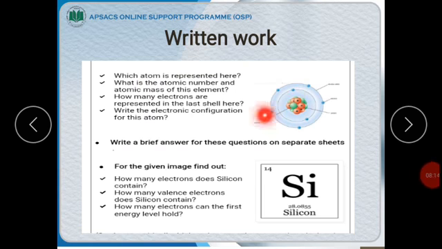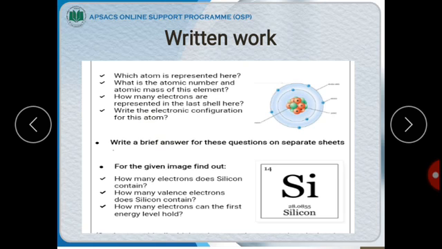As you see in this picture, which atom is represented here? How can you find out? Count the total number of electrons. 1, 2, 3, 4, 5, 6, 7. Total electrons are 7. So what is the atomic number and atomic mass of this element? How many electrons are represented in the last shell here? There are only 2 shells. First is the inner shell and second is the outer shell. Write the electronic configuration for this atom.